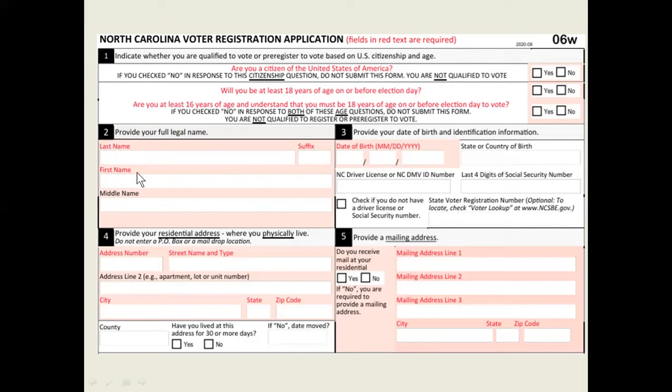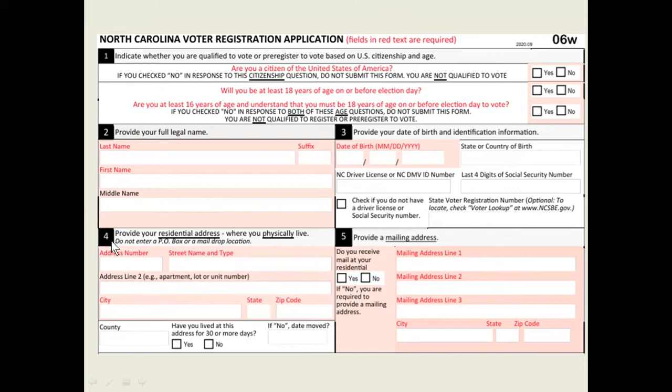Number two is your name as it appears on either your driver's license or your Social Security card, whichever one you use for your ID. Over here in number three, your date of birth and one of these forms of ID. These fields are not in red. They're not actually required, but if you don't fill them in, the Board of Elections is going to be getting back to you to find some form of ID before they'll approve the registration.